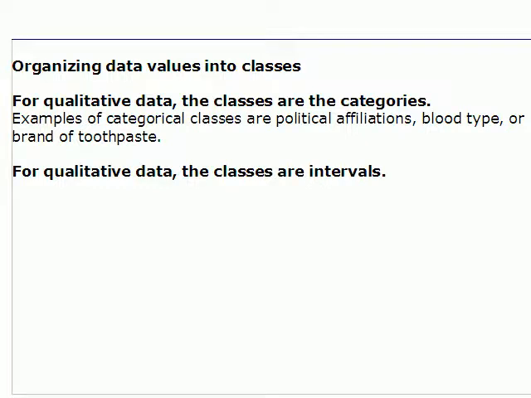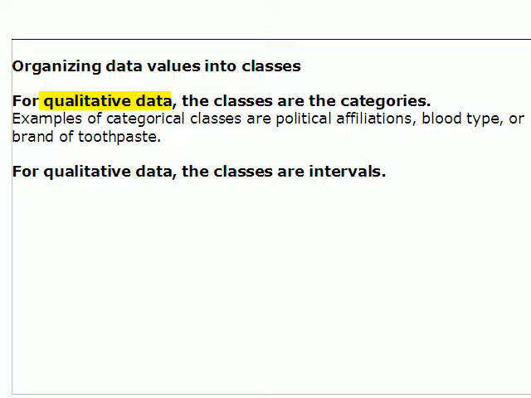If you have qualitative data, then the classes are the categories. If you want to look at political affiliation, each party would be your class, and then you would tally up how many are in each one. If you have blood type, you'd have A positive, A negative, B positive, B negative, O positive, negative, and AB plus and minus, and those would be your categories.